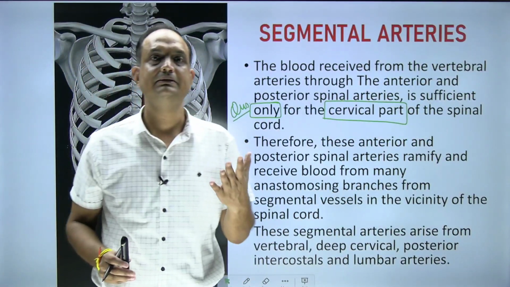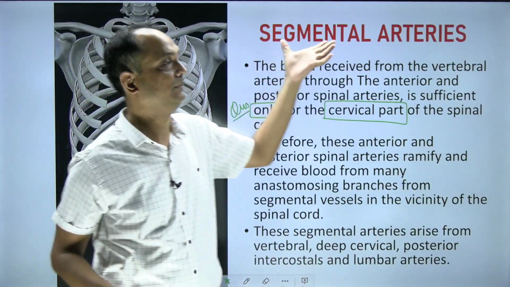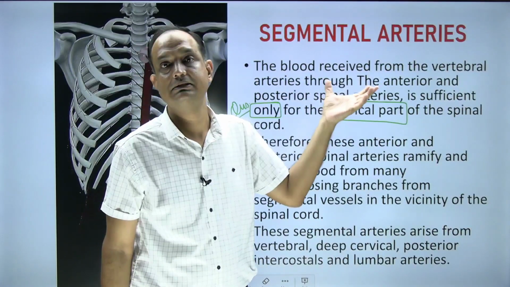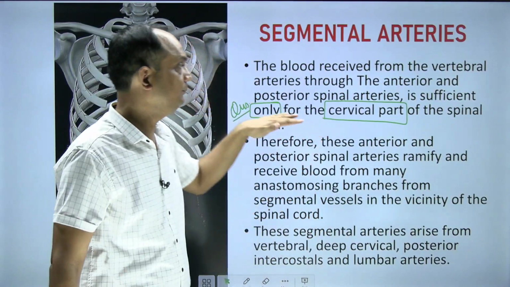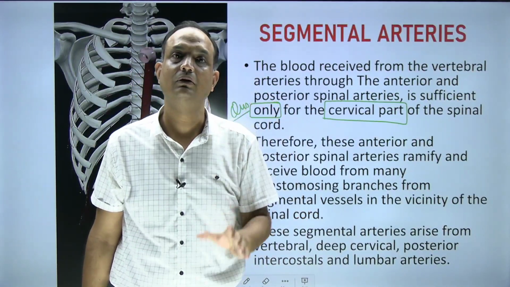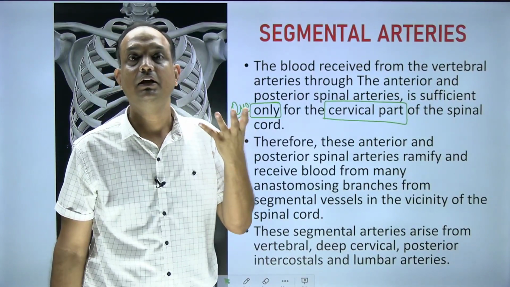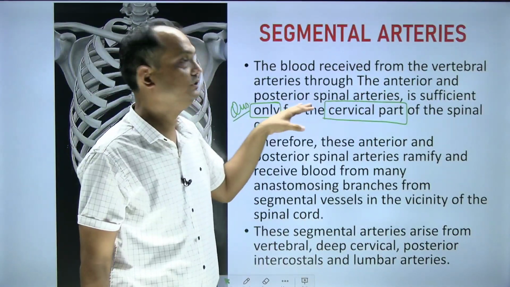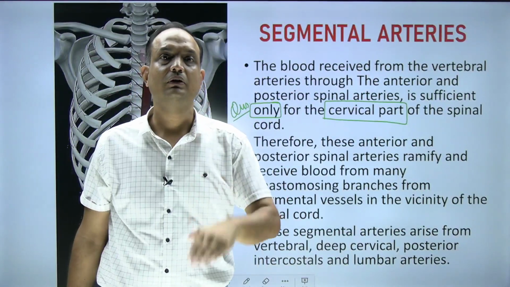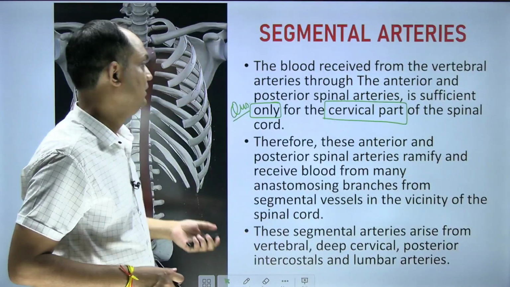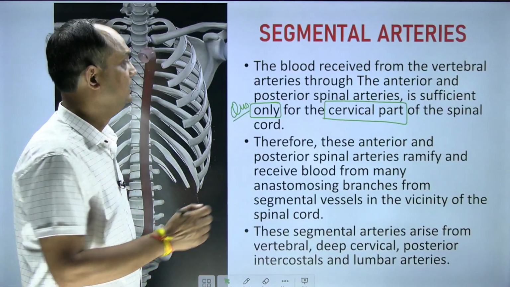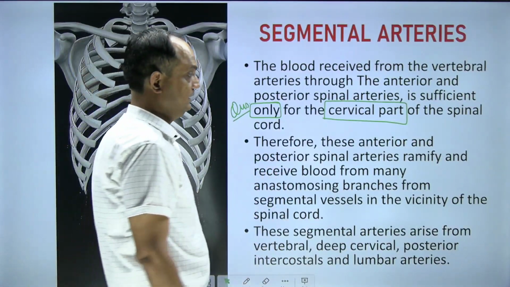So the question is, why is there a need for segmental arteries? Whenever you have this question, first understand that only the cervical part, that means the upper 7 and 8 segments of the spinal cord, receives blood in ample amount from the anterior and posterior spinal arteries, which are branches of the vertebral artery. The remaining part of the spinal cord does not receive a sufficient amount of blood. Therefore, these anterior and posterior spinal arteries ramify.